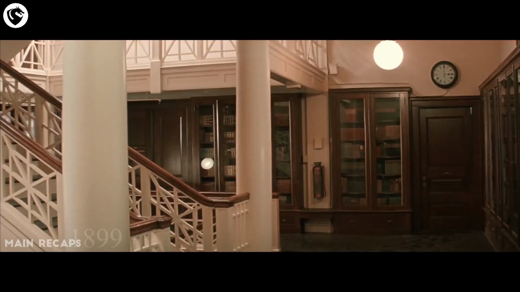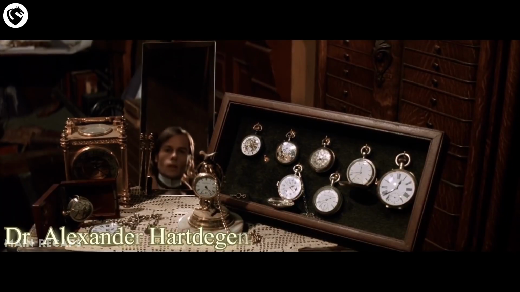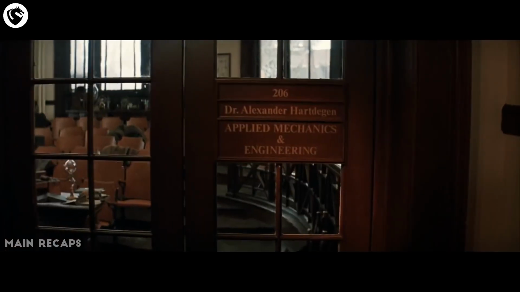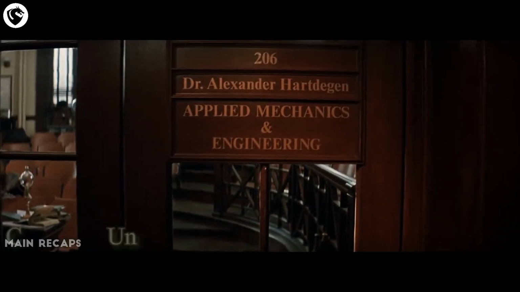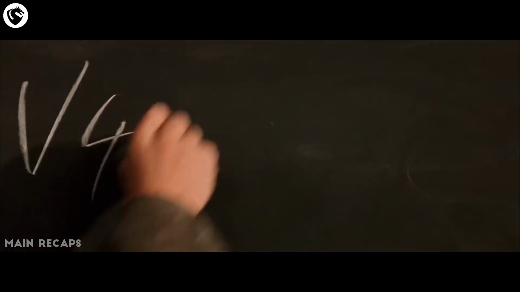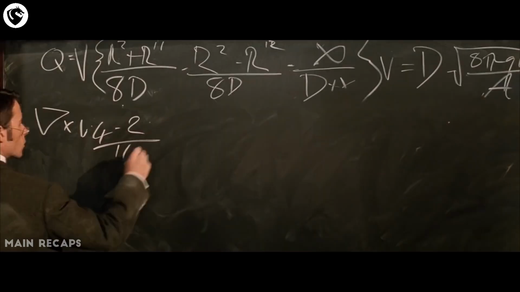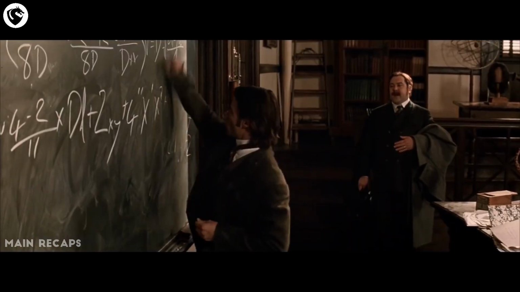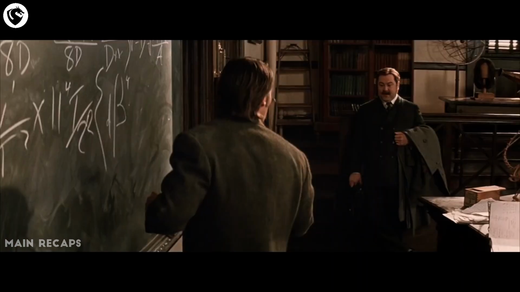Spoilers ahead. The premise of the film is set in 1899. Dr. Alexander Hartdegen is an associate professor of applied mechanics and engineering at Columbia University. The movie starts as we see him working on a formula, so much invested that his friend and colleague, David Philby, has to remind him of his date with his girlfriend Emma at 5.